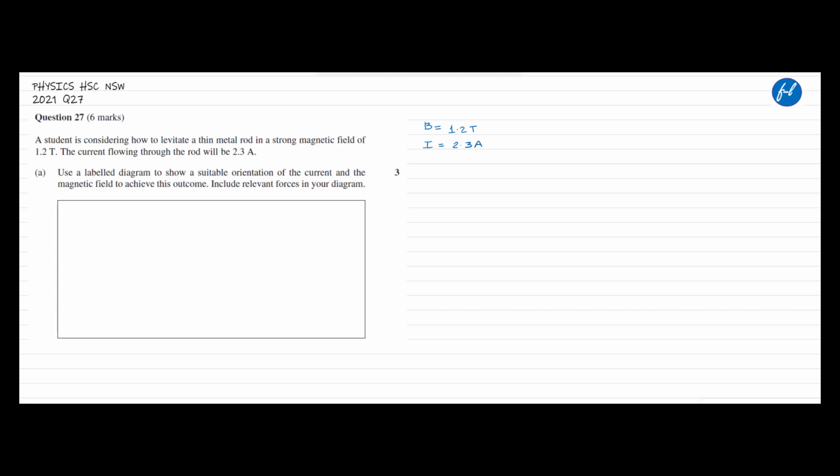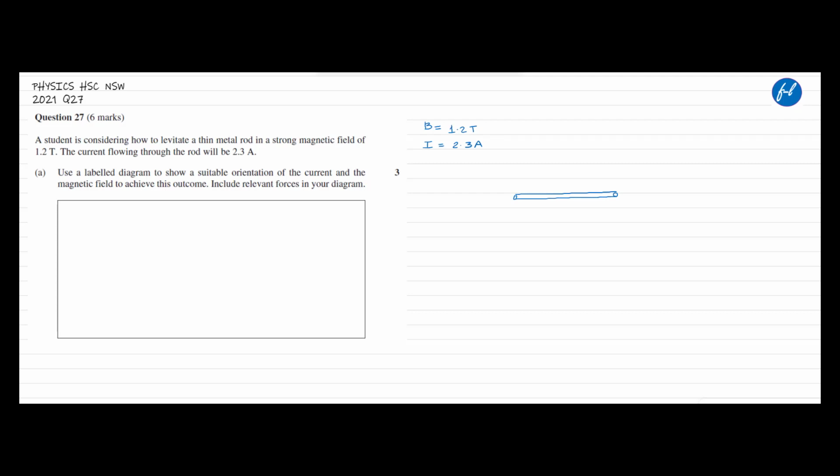Use a labelled diagram to show a suitable orientation of the current and the magnetic field to achieve this outcome. Include relevant forces in your diagram. So levitation, that means we have to lift the rod. So let's draw, let's say for example, this is the rod, and which is to be lifted up.